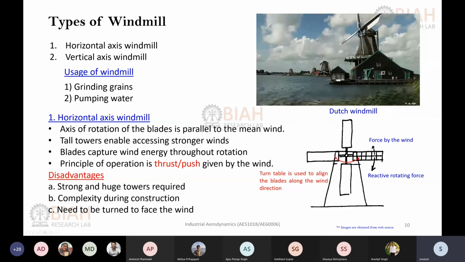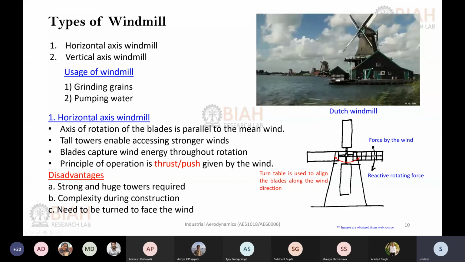So the basic difference is, like I have said, the axis of rotation. In one case it is parallel to the wind direction, in the other case, the vertical axis, it will be perpendicular to the wind direction. Generally in the horizontal axis wind turbine, the tower is tall. You have a pretty big tower, and blades, which are used to capture the wind energy through rotation. Once they rotate, they capture the wind energy here.